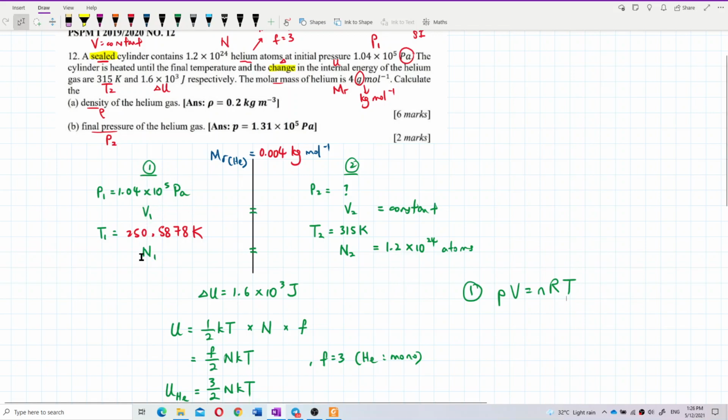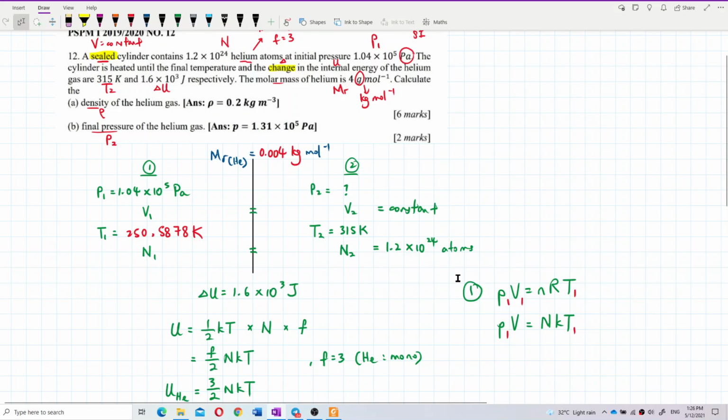Okay, take all the values from the first condition. So we put this as pressure 1, volume is constant. Instead of nRT, we have the total atoms, so it's better to use NkT. So this is temperature 1. We change the formula a bit, PV equals NkT, because we want to use total atoms instead of number of moles. So this is pressure 1 and temperature 1.